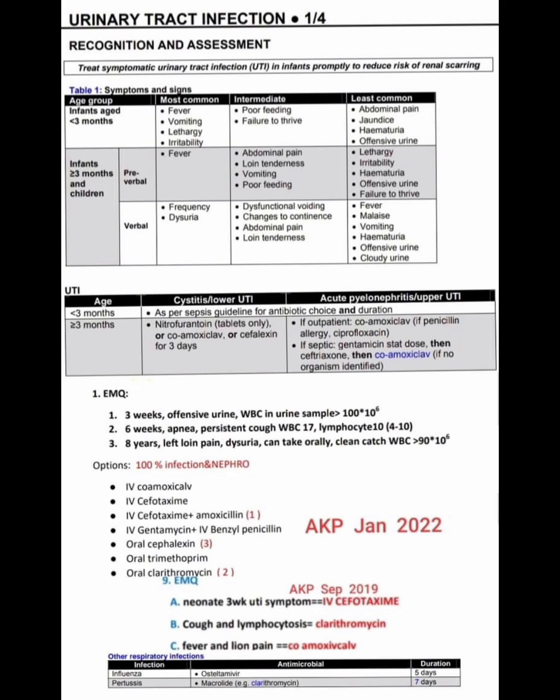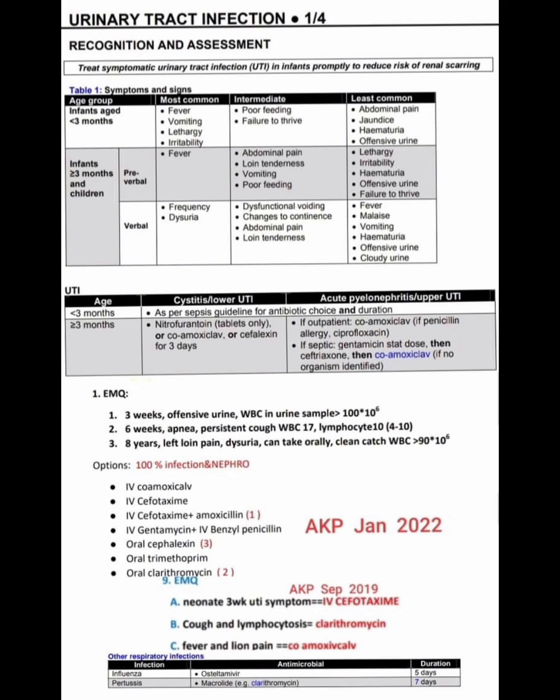Next is 6 weeks, apnea, persistent cough, WBC 17 and lymphocytes 10. Normal lymphocyte count is 4 to 10. Here all the features, persistent cough, lymphocytosis, apnea, support the diagnosis of pertussis, and look at the box below. Pertussis treatment according to the NICE guideline is a macrolide. We know macrolides are azithromycin, erythromycin or clarithromycin, for 7 days duration. So the answer to the second question is oral clarithromycin.